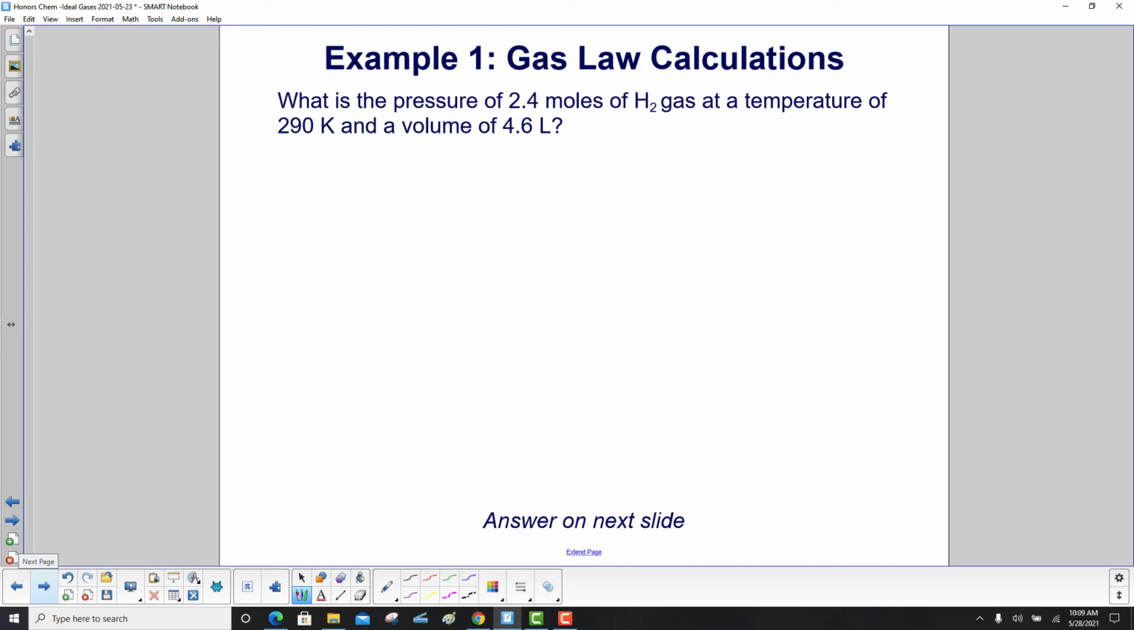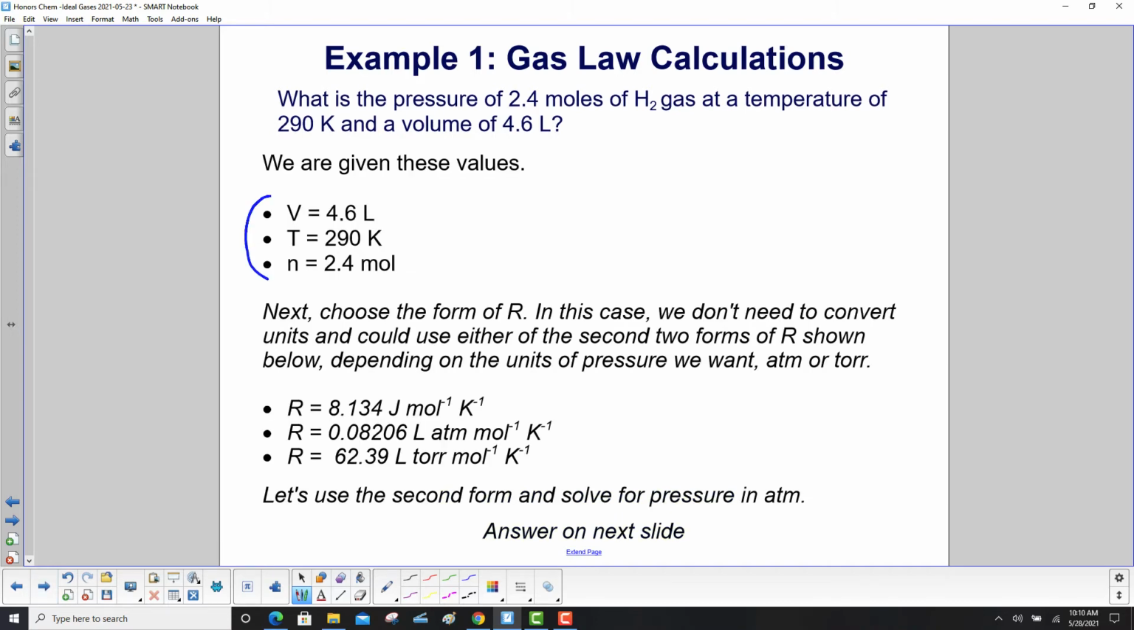What is the pressure of 2.4 moles of hydrogen gas at a temperature of 290 Kelvin and a volume of 4.6 liters? Here's our givens. And next we have to choose the form of R. In this case, we don't need to convert units and could use either of the second two forms of R shown here. It depends on what unit of pressure we want, atmospheres or torr. Let's use the second form and solve for pressure in atmospheres.